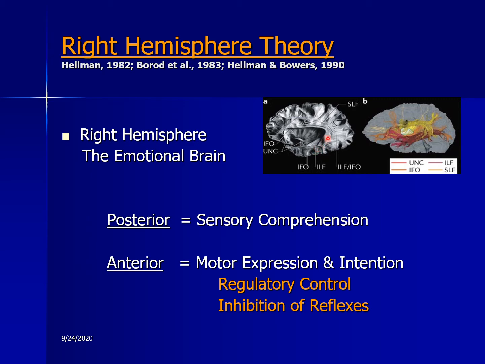your body, that's viewed as being comprehended and analyzed in the back of the brain. And your frontal lobe is regulatory over that. It's inhibitory over those emotional feelings. Again, general rule of thumb, the frontal lobes are involved in the inhibition of reflexes and over regulatory control.